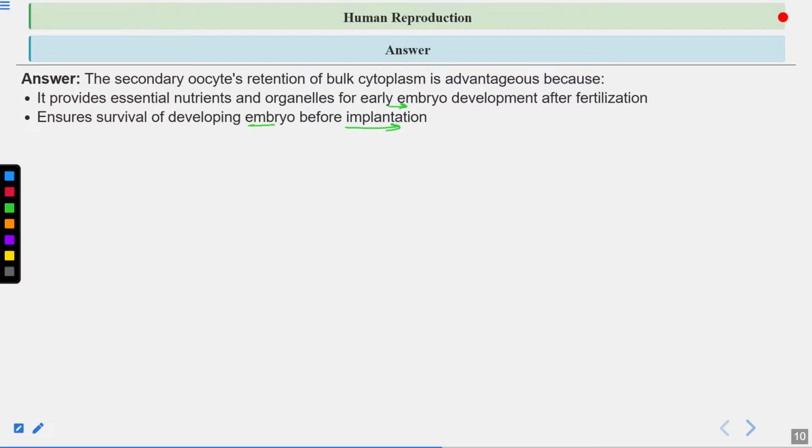It obtains nutrients from the cytoplasm, which is rich in nutrients. So that's why the bulk of the cytoplasm in the secondary oocyte and then in the ovum helps ensure the survival of the developing embryo before the implantation. After implantation, the developing embryo can obtain nutrients from the uterine wall also.